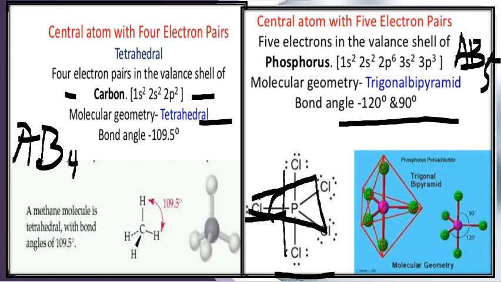Phosphorus belongs to the nitrogen family. It also has five electrons in its outermost shell. All five are utilized in the structure, that is PCl5. Okay, now come to the next.